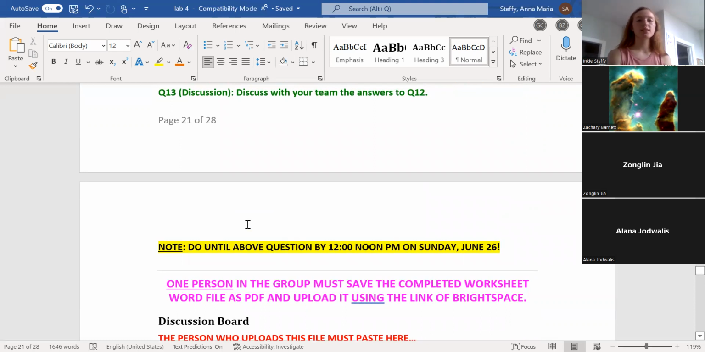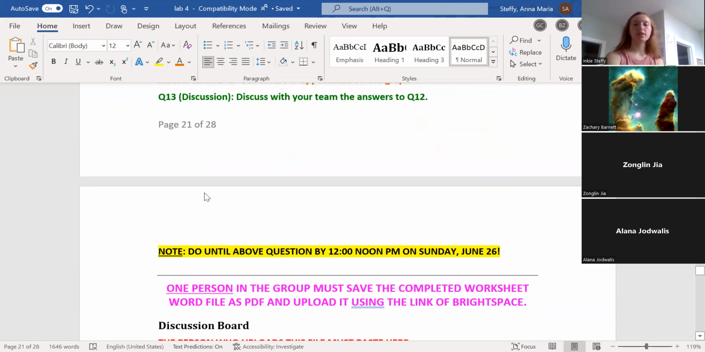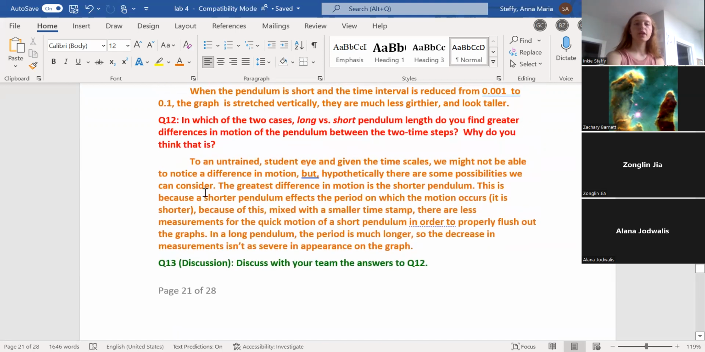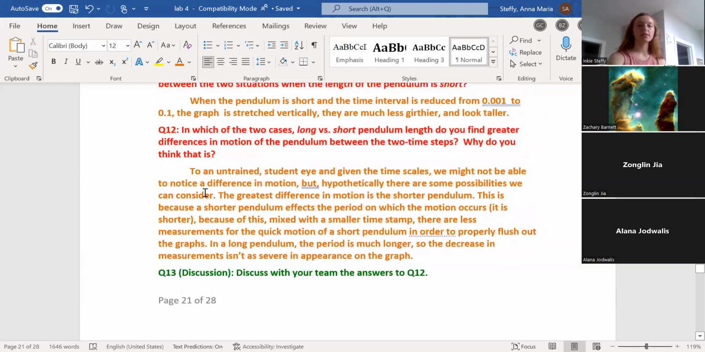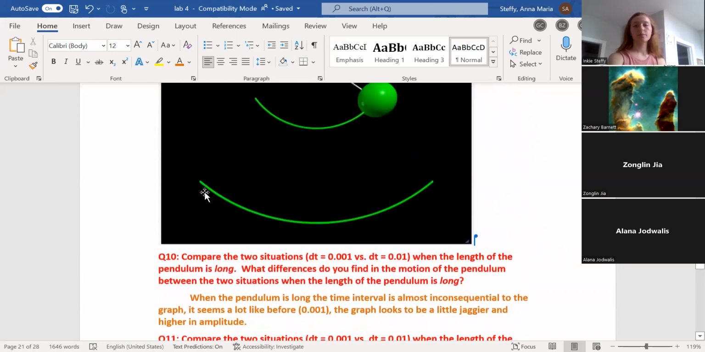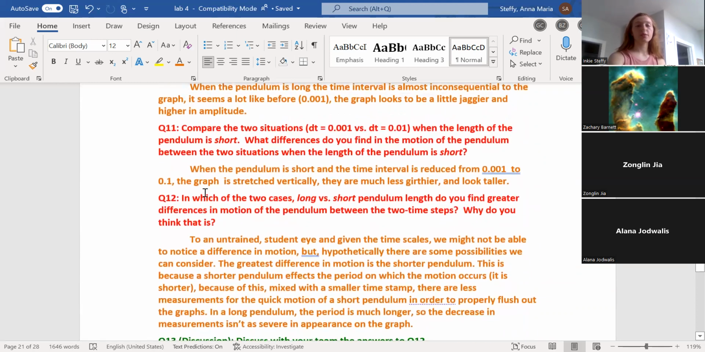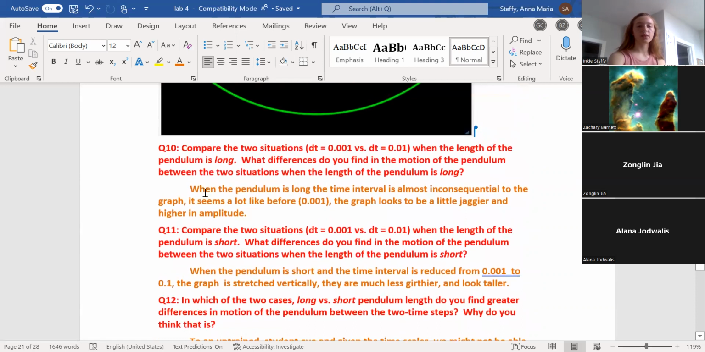And our last discussion question is, discuss with your team members your answers to question 12. And that is, in which of the two cases, long versus short pendulum length, do you find greater differences in motion of the pendulum between the two time steps? Why do you think that is? Does anyone have any ideas of what that could be? Or did you guys see anything at all?